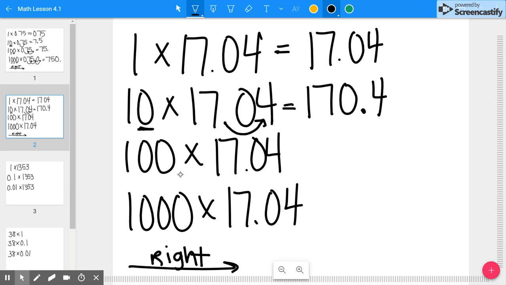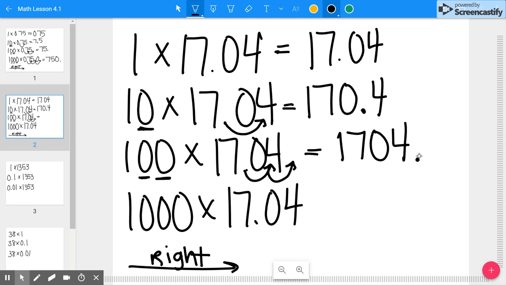I have 100 times 17 and 4 hundredths. I have 2 zeros, and I see that it's a whole number. So I'm moving to the right. I'm going to move my decimal point 1 time, and I'm going to move it a second time. So this answer now is 1,704, and my decimal point will be at the end. I'm not adding extra numbers. I'm not doubling up on extra numbers. I'm simply just moving the decimal point in these problems.